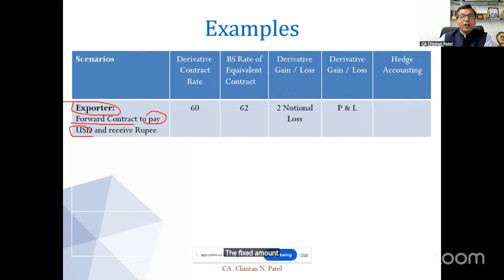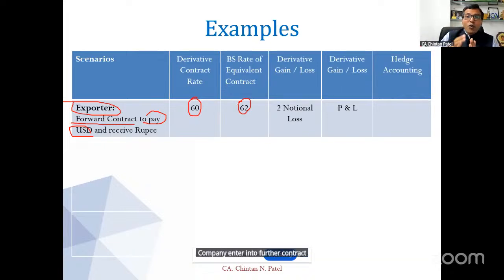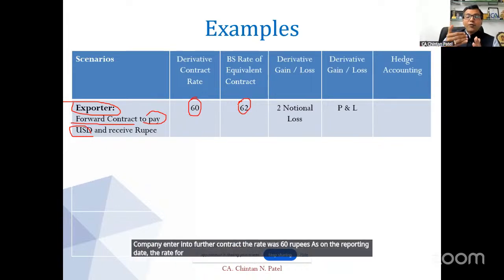So the derivative contract rate when they entered into the contract was 60 rupees. On the balance sheet date, the contract rate becomes 62 rupees. So I'm just talking about the fair value of the derivative. When the company entered into the forward contract, the rate was 60 rupees. As on the reporting date, the rate for a similar contract comes to 62 rupees.